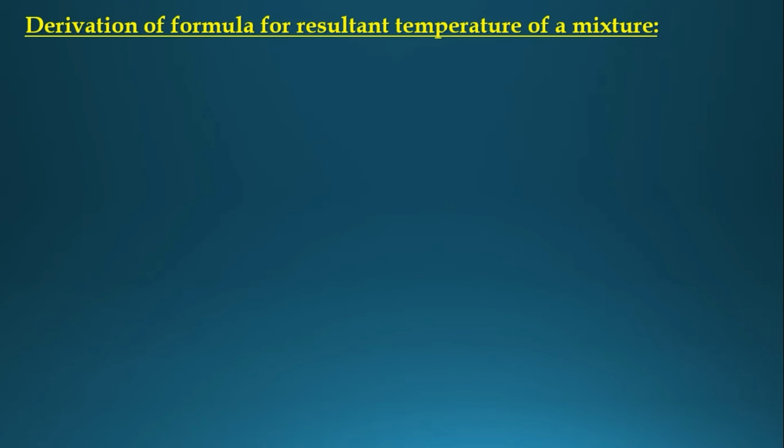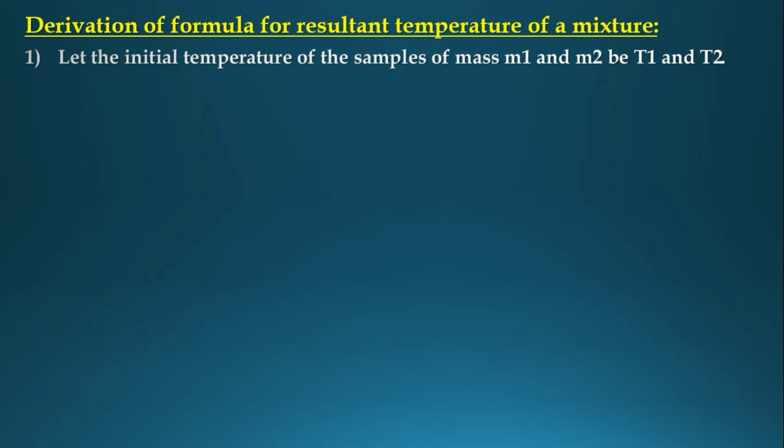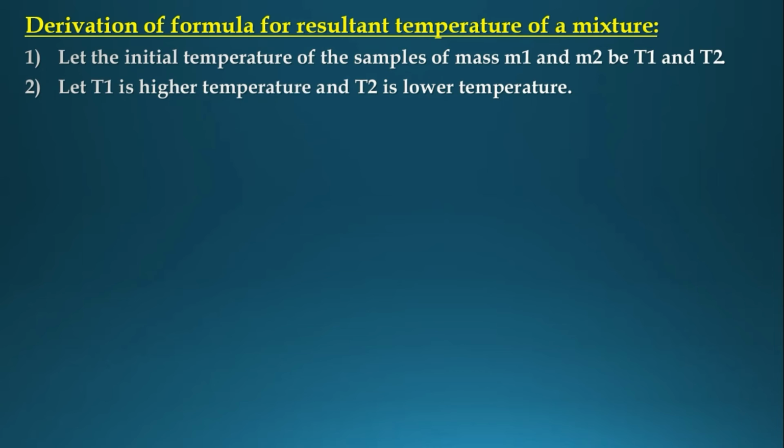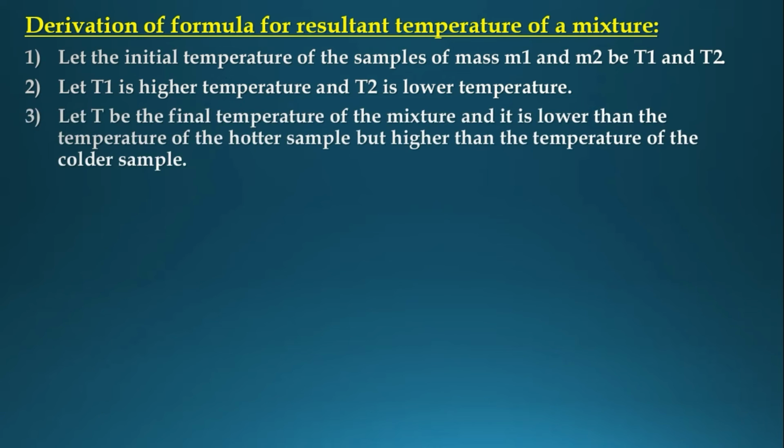Derivation of formula for resultant temperature of a mixture. Let the initial temperatures of the samples of mass M1 and M2 be T1 and T2. Let T1 be the higher temperature and T2 the lower temperature. Let T be the final temperature of the mixture, and it is lower than the temperature of the hotter sample but higher than the temperature of the colder sample.